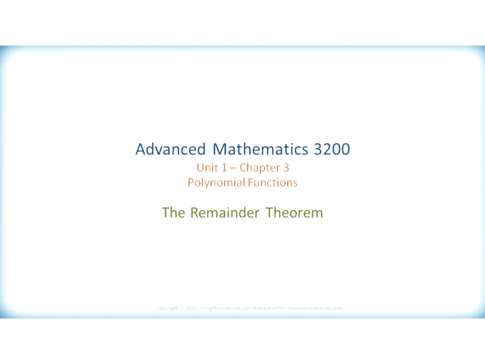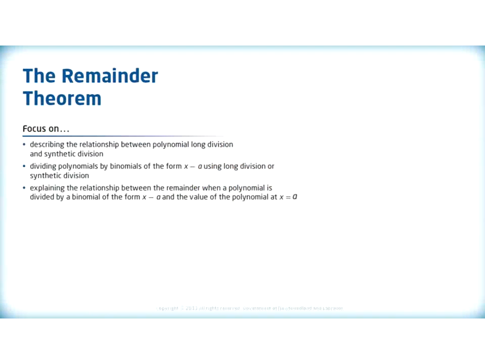Continuing with Advanced Math 3200, Unit 1, Chapter 3 on polynomial functions, we will discuss the remainder theorem. In this session, we will focus on describing the relationship between polynomial long division and synthetic division. We will divide polynomials by binomials of the form x minus a using long division or synthetic division. And we will explain the relationship between the remainder when a polynomial is divided by a binomial of the form x minus a and the value of the polynomial at x equals a.